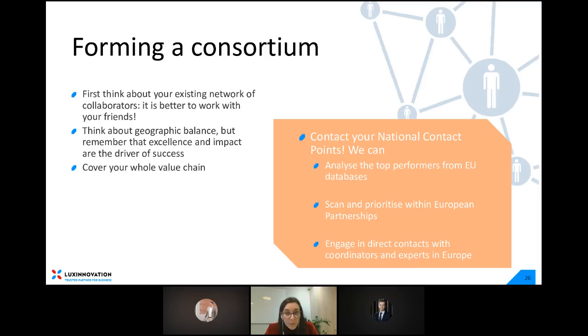So first, we advise you to think about your network. It's always best to work with friends. Then you also need to think about the geographic balance, but keep in mind that excellence and impact are the drivers for success. Also, as said, you need to cover the whole value chain with the different partners. No part of the value chain should be left out. No part of the call text should be left out as well.